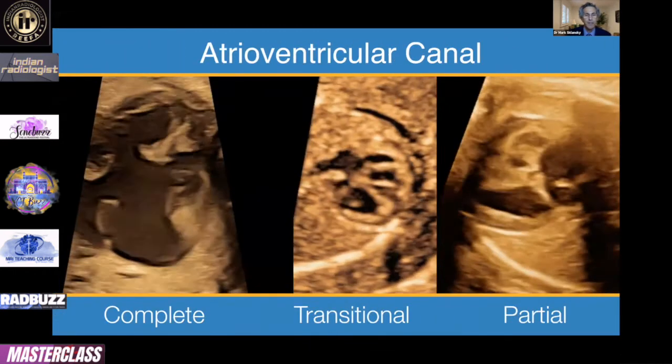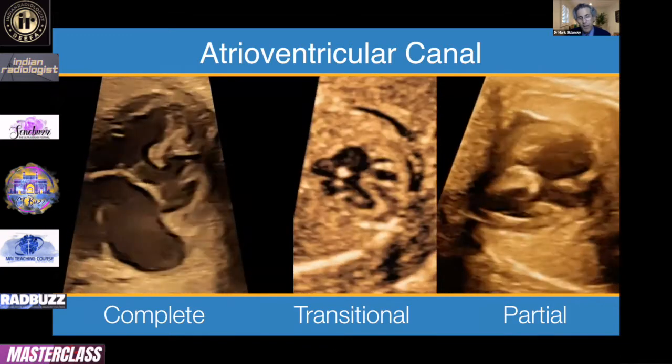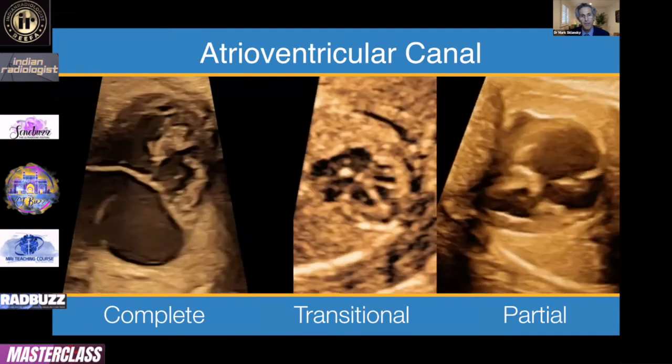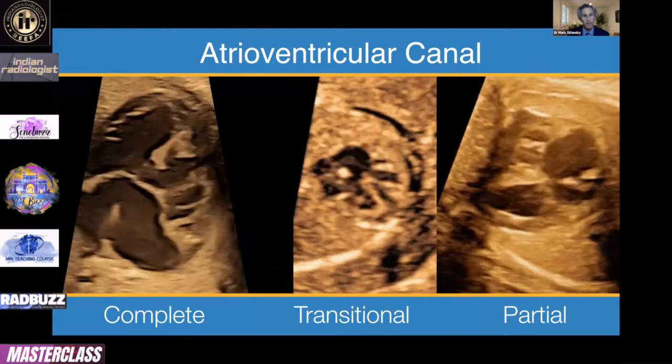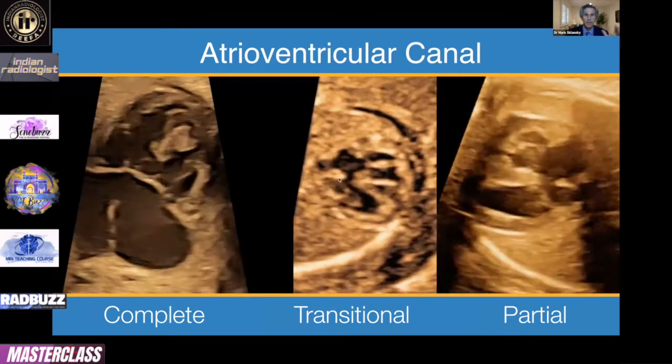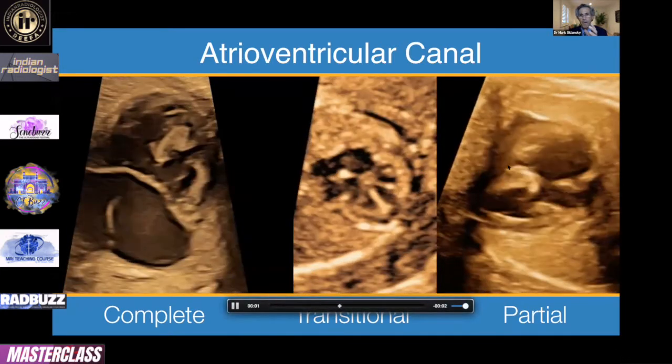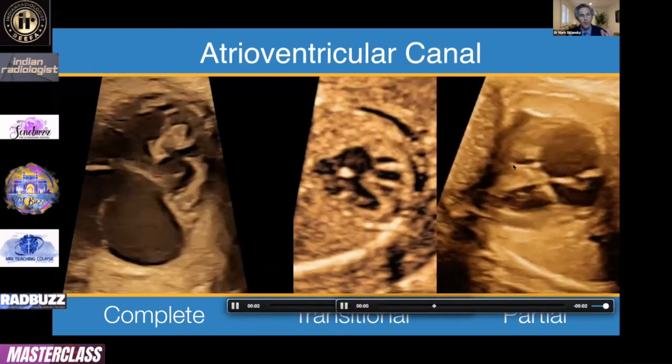So AV canal defects come in 3 types, more or less. Of course, everything's more complicated than that, but I like to distill it down. We can think of it as complete, transitional, and partial. So I'll talk about each in turn.